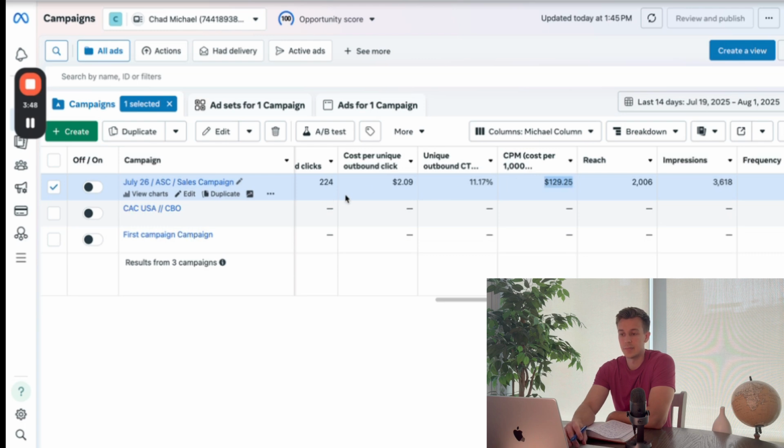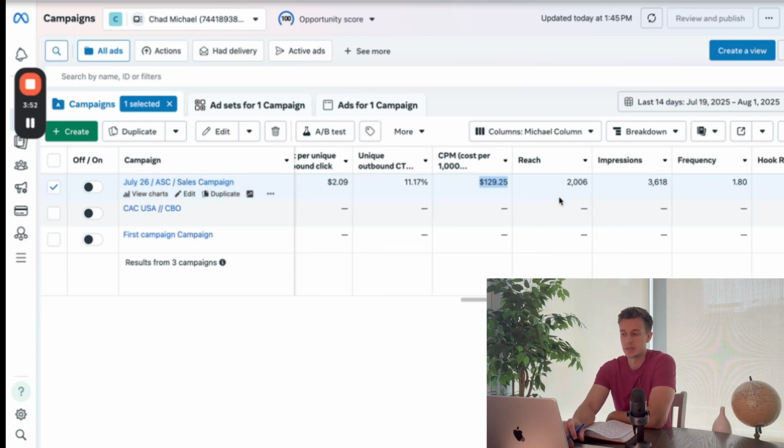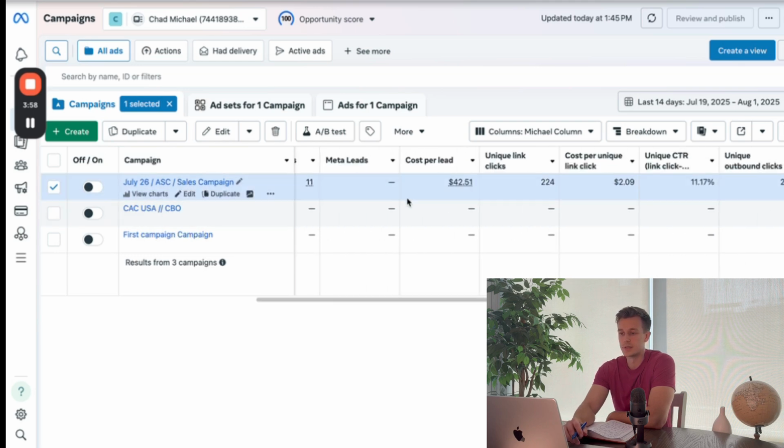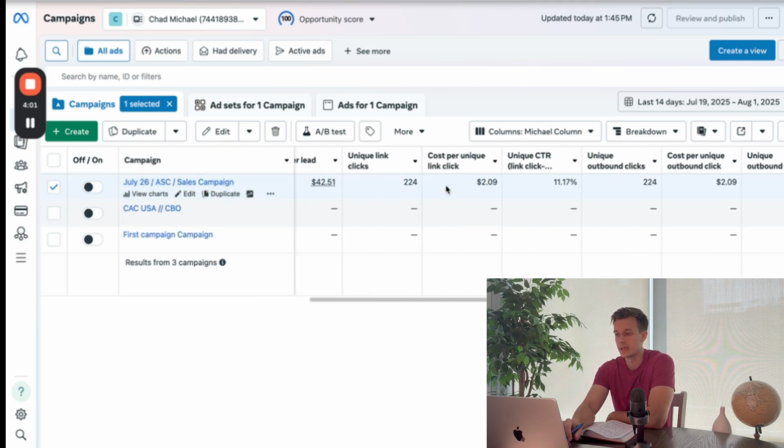But this is a new campaign with a new pixel that's trying to optimize, so CPMs are a bit higher. You can see reach, impressions, hook rate, hold rate, etc. There are 3 ads within this campaign, and this is the type of data that we're seeing. So this is important data to be seeing for the campaign.